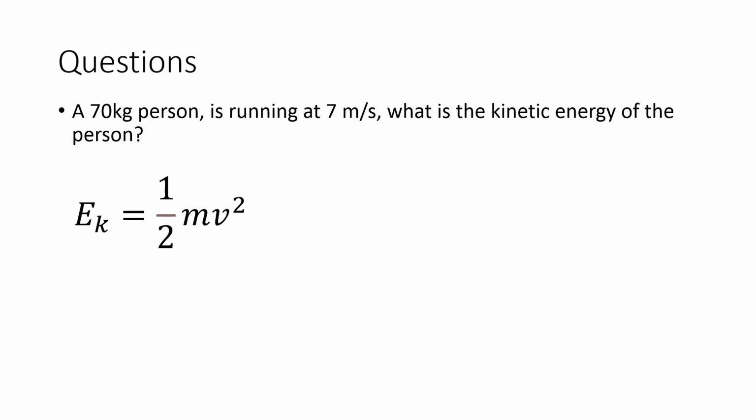So first thing we want to do, write down the equation, and then we're going to look at all the parameters and see exactly what we've got here. So as we can see, we plug the numbers in, so half, 0.5, times 70, because that's a 70 kilogram person, and times 7 squared. In this case, I've just put times 7, obviously the same as 7 squared. And this comes out as 1,715 joules.